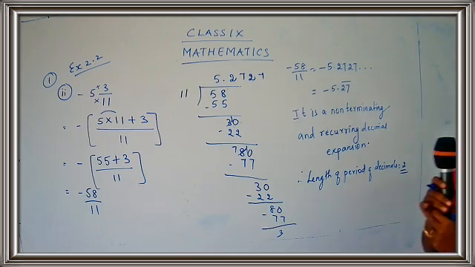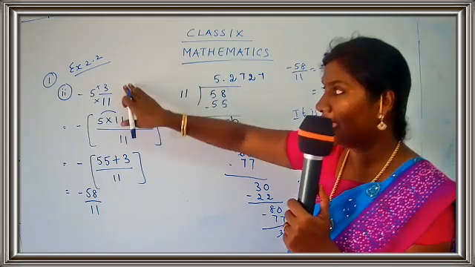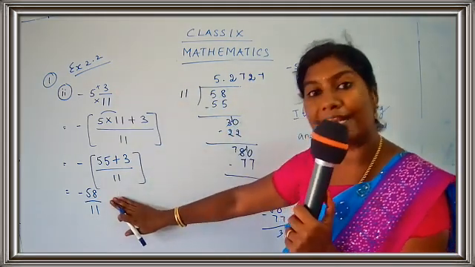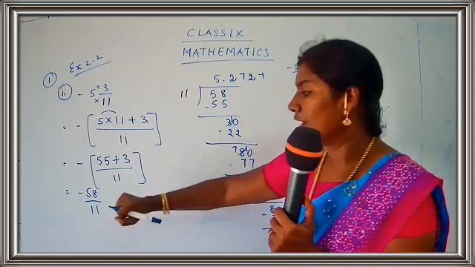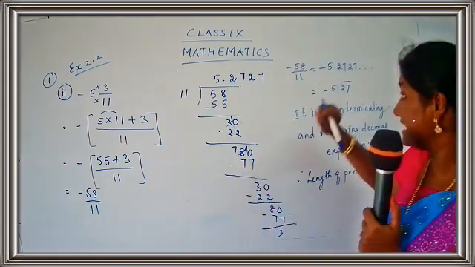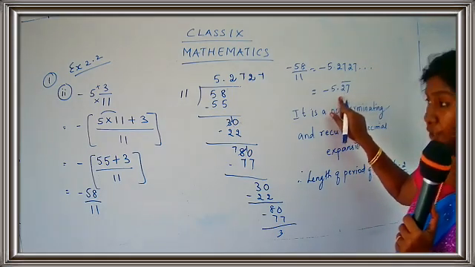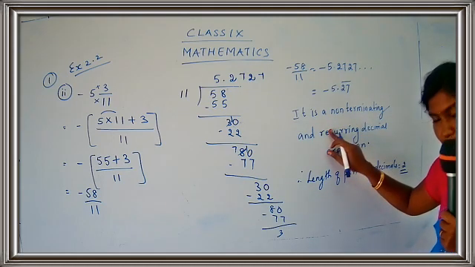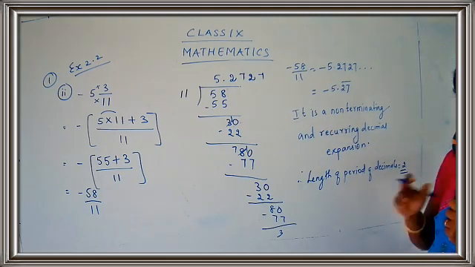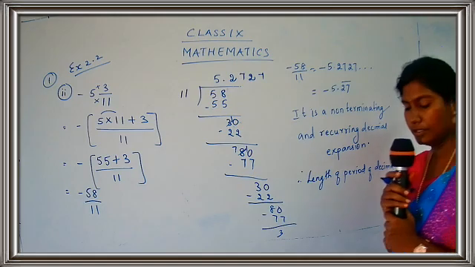Are you clear, children? First we started with a mixed fraction. Then we converted the mixed fraction into a rational number. After converting to the rational number, you have to change this into a decimal number. After changing it into a decimal number, you have to write the type of expansion. After writing the type of expansion, you have to write the length of the period of the decimal. Very simple sum. Have you completed, children? Stay on it fast.